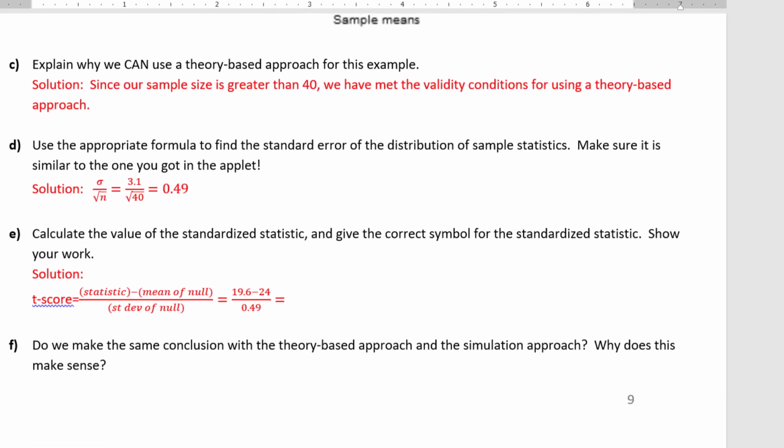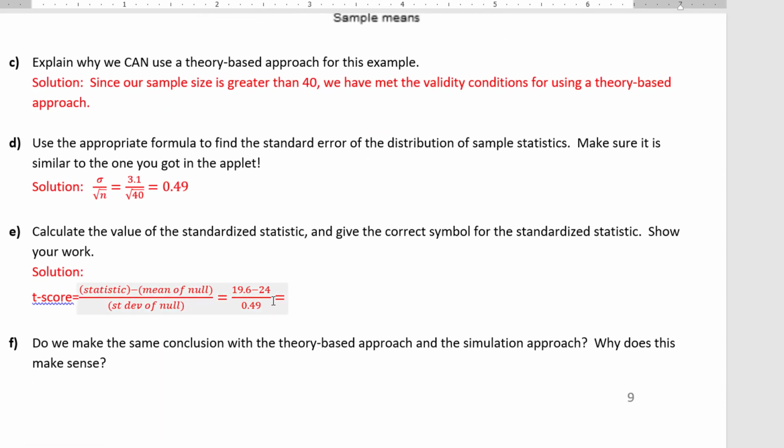So you want to be careful when you're calculating a t-score that the standard deviation you're using is actually the standard error. It's the standard deviation of the null distribution that goes here in your t-score calculation. Don't accidentally plug in like sigma or s there. What goes here is the standard deviation of the null distribution.